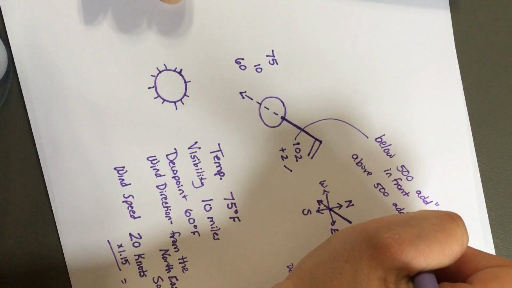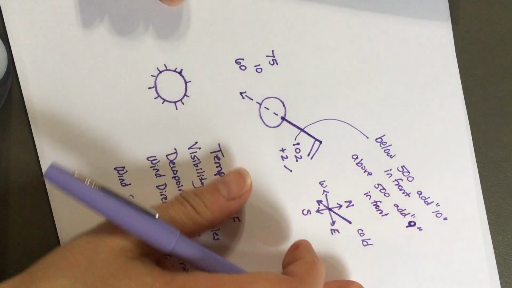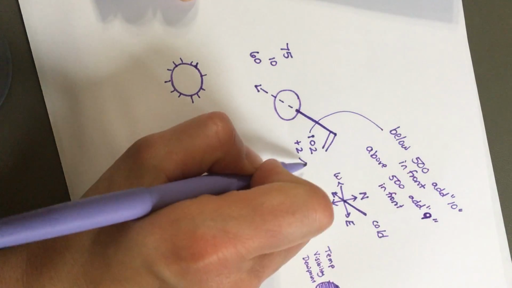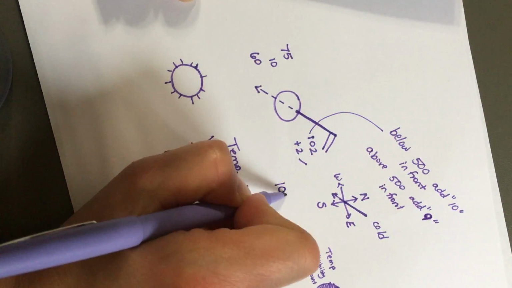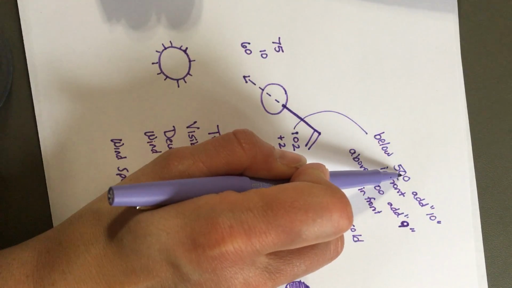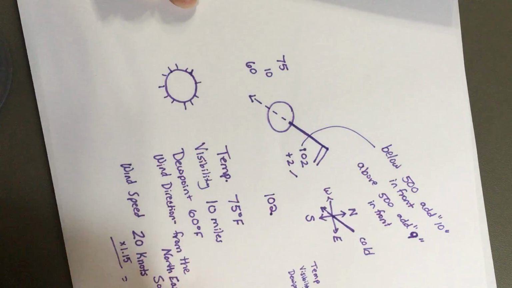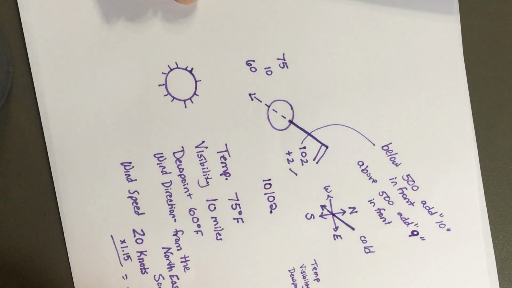I hope you can read that. A 9 in front. Now, in front probably makes no sense to you. You're like, what is she talking about? Well, this barometric pressure would be 102. And you notice it's below 500. So what I'm actually going to do is add a 10 in front of it. But I'm not quite done with it then.